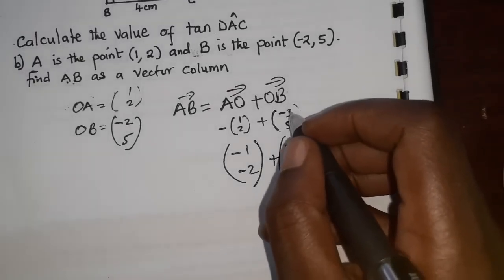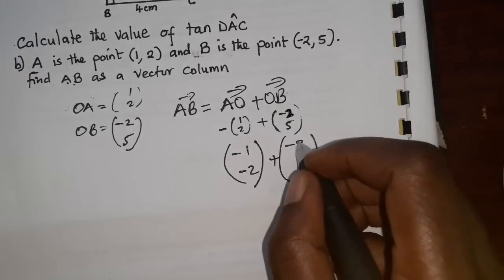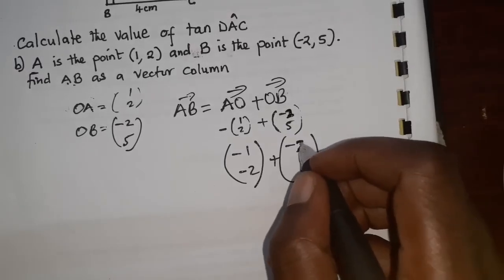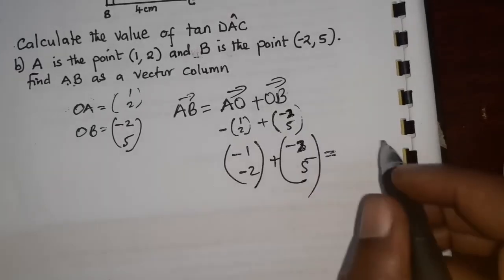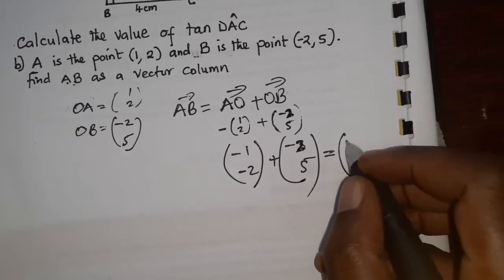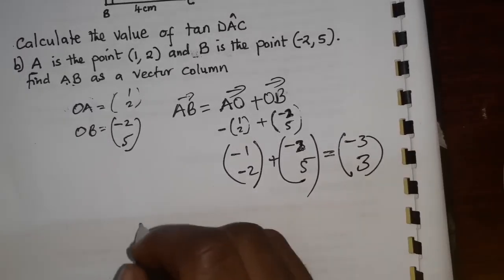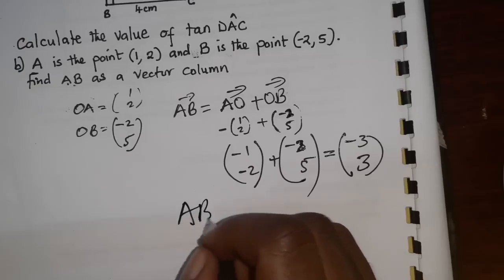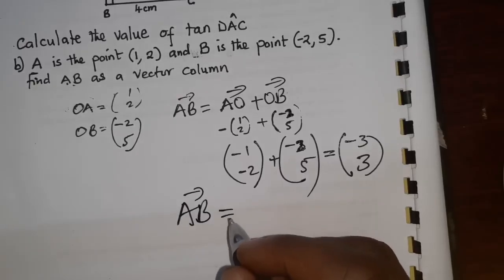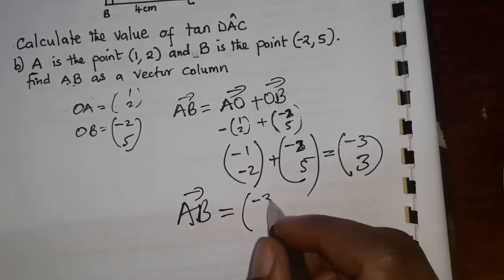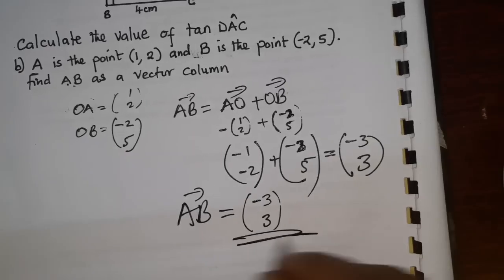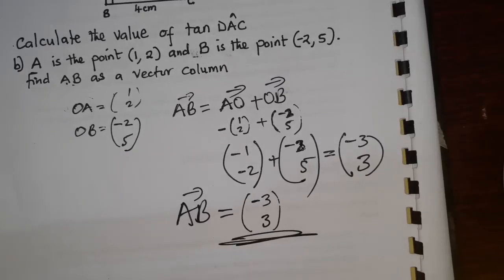Sorry, this is -2, not -3, -2 here. Okay, so when you simplify this now, what do you get? You're going to get -3, here you will get 3. So AB is equal to (-3, 3) here. This is what is going to be our answer.